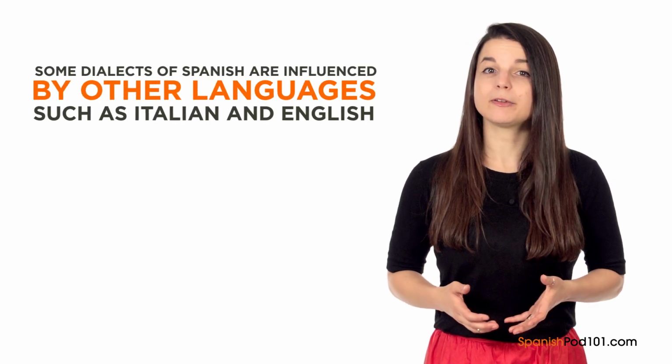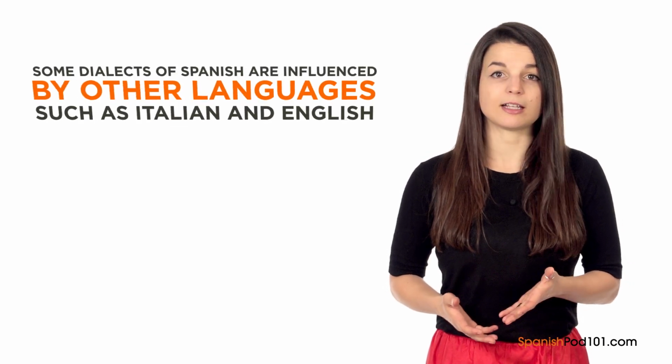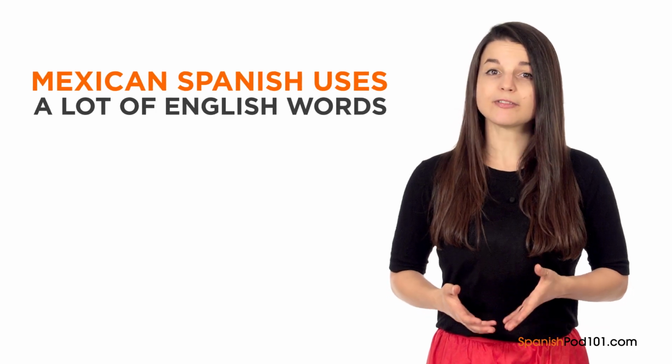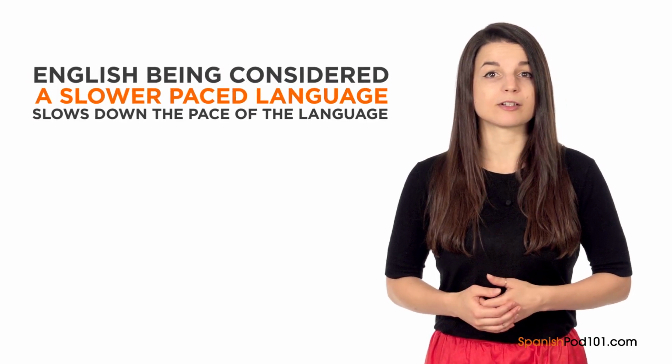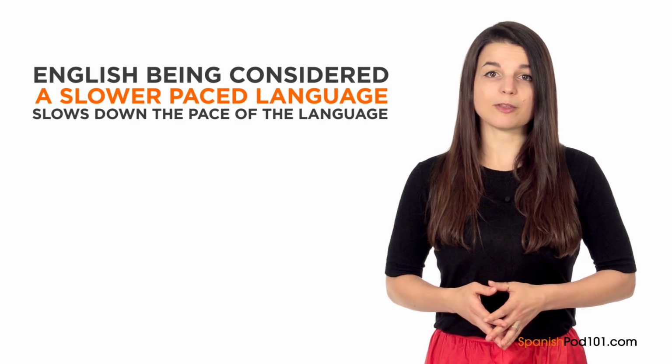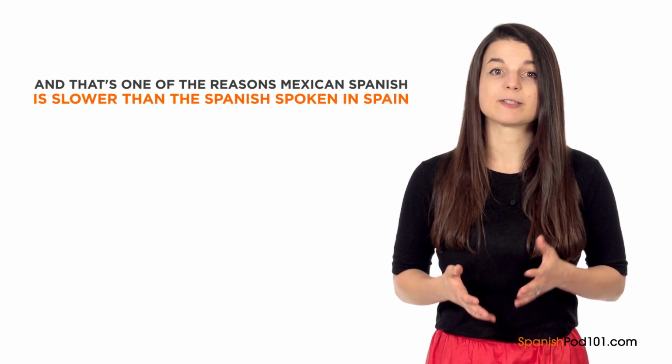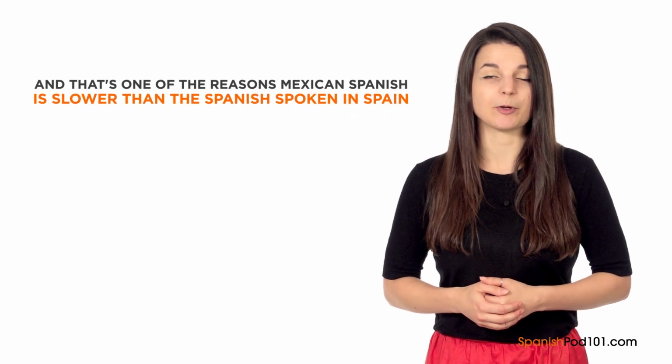We also mentioned before that some dialects of Spanish are influenced by other languages, such as Italian and English. Mexican Spanish uses a lot of English words, and English, being considered a slower-paced language, slows down the pace of the language, and that's one of the reasons Mexican Spanish is slower than the Spanish spoken in Spain. The pace of Spanish, then, depends greatly on the dialect of Spanish.